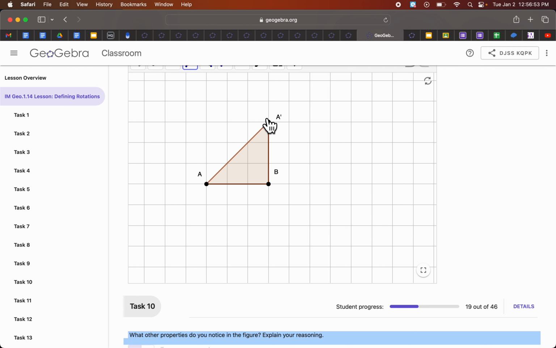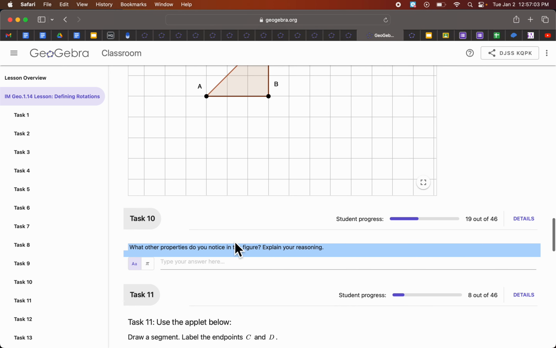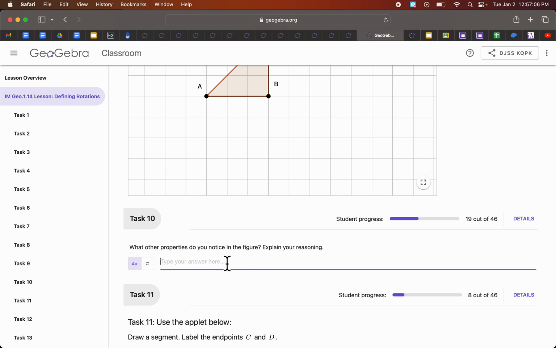So that means that this side here and this side here have to be the same length. And if we look, this is 1, 2, 3 squares, and this is 1, 2, 3 squares long. So it would also be that two sides are equal. That would make it an isosceles triangle. Right? It's an isosceles triangle.